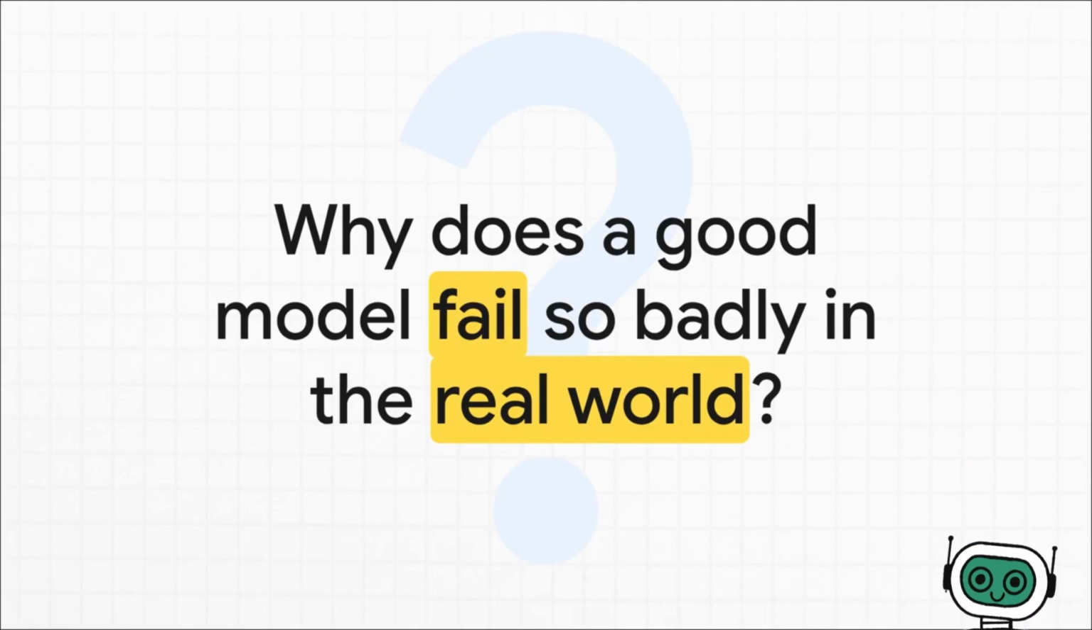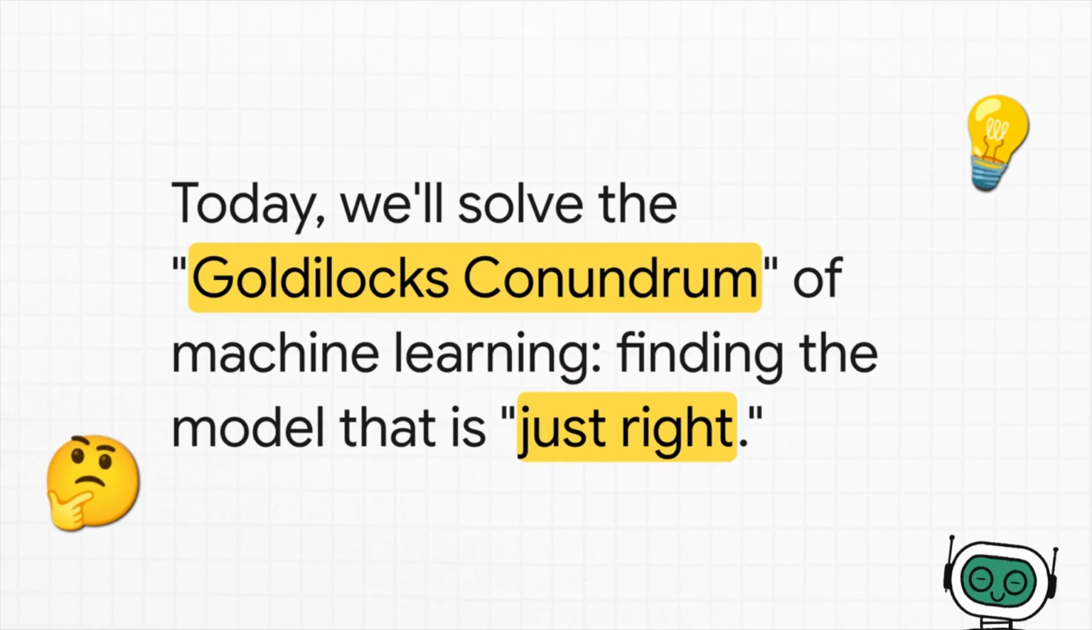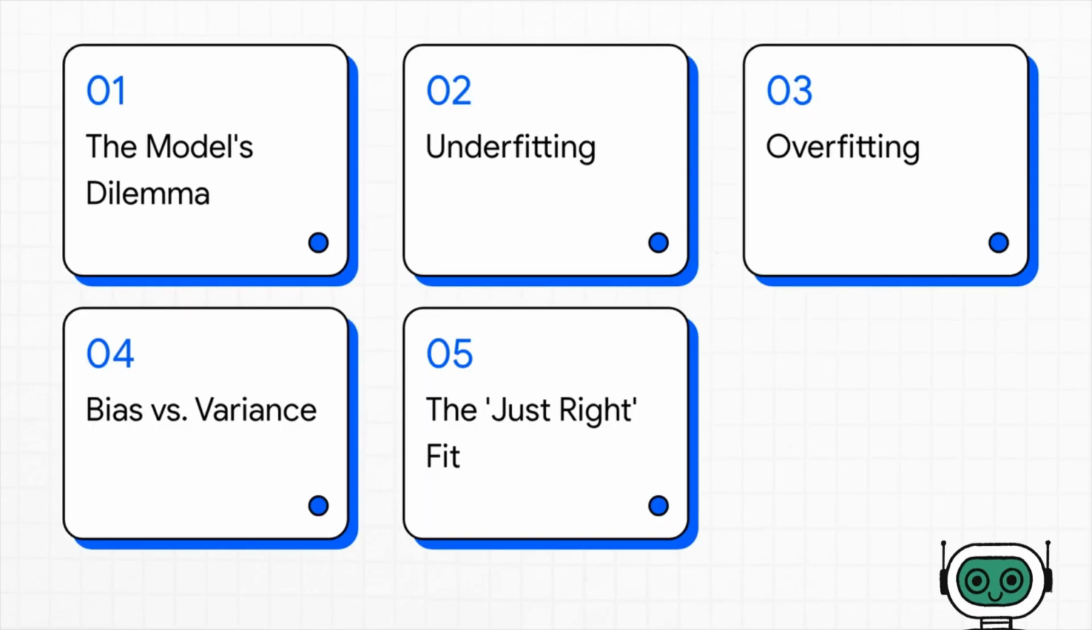This leads to the big question we're going to tackle today. Why does this happen? Why can a model that seems so brilliant on the data it has seen fail so badly on data it hasn't? Well, the answer lies in finding a model that isn't too simple and isn't too complex, but is, you guessed it, just right. By the end of this explainer, you'll understand exactly how to solve this Goldilocks conundrum of machine learning. Here's how we'll break it down.